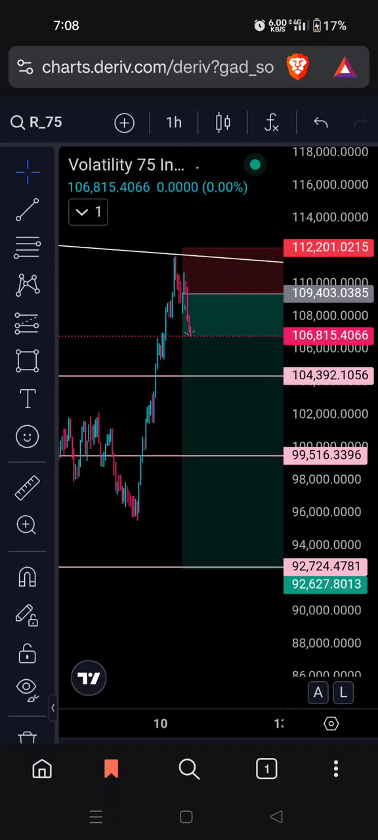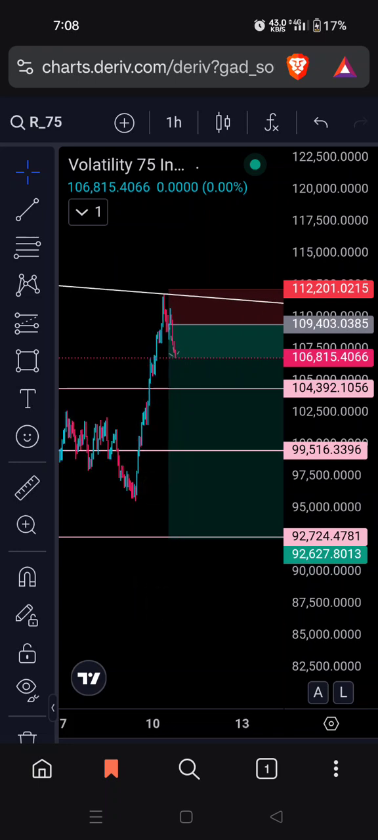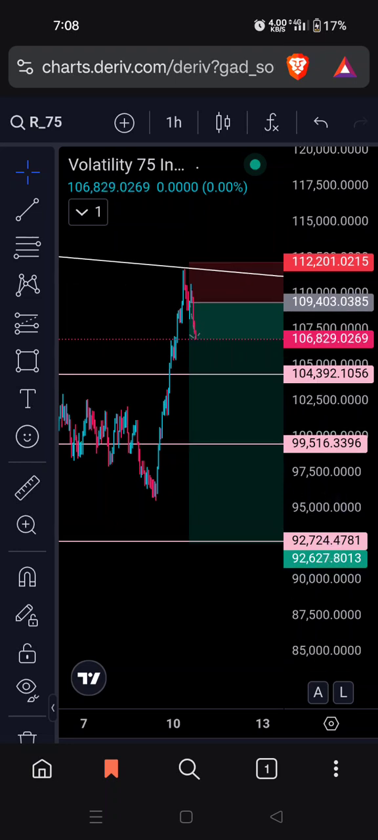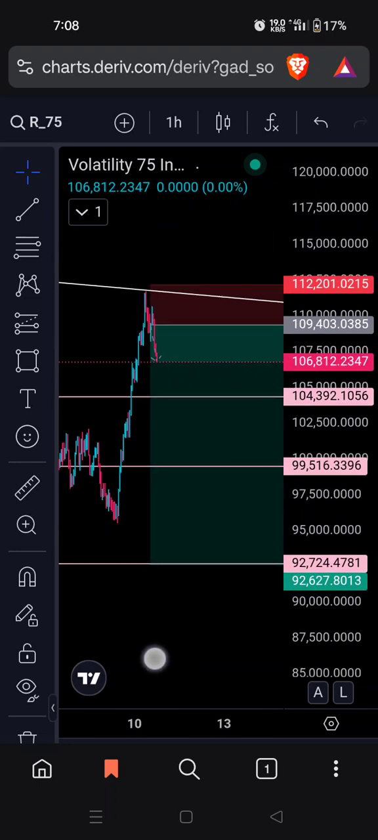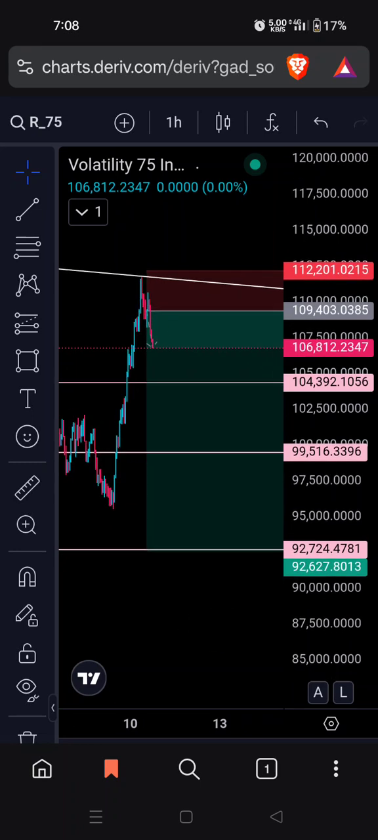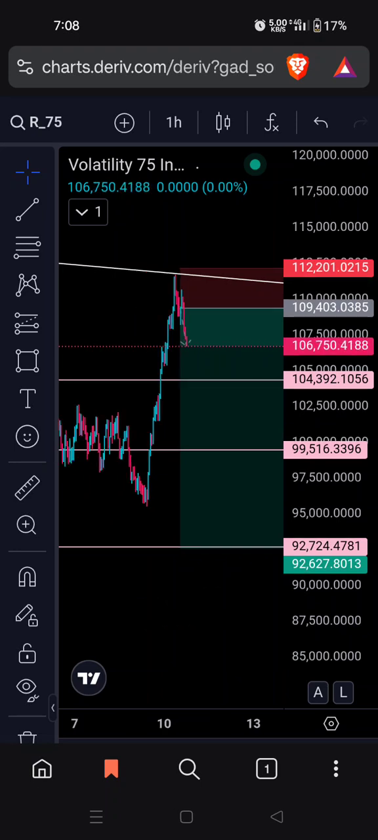All right, so these are just the things I saw. When you look closely, you see that there are different levels marked. These different levels are the various take profit levels. The first TP is 104,392.1056. The second one is 99,516.3396, and the final one is 92,724.4781. So these are the various take profit levels. Like I said, this is going to be a long sell, so the best thing would be to ride it.